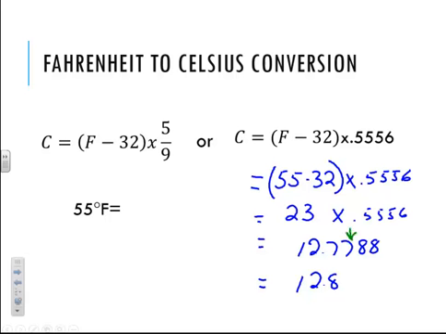It's 5 or greater, so we'd add 1 to this number. So we get 12.8 degrees Celsius. So that's simple enough to convert Fahrenheit to Celsius, Celsius to Fahrenheit.